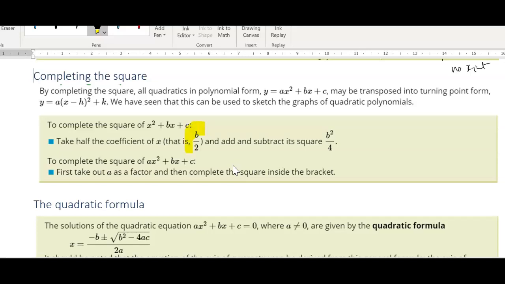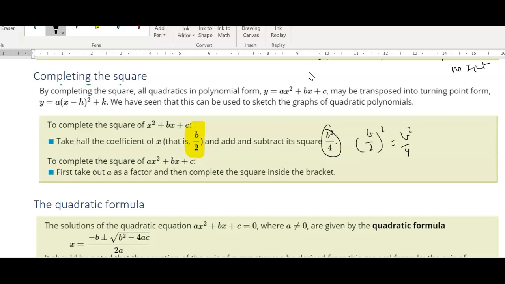So we do the b over 2, and then we square it. So if we were to square b over 2, we get b squared over 4. So you can see that here. I know in some textbooks they don't write it as b squared over 4, they write it as b over 2 squared. It's exactly the same thing.